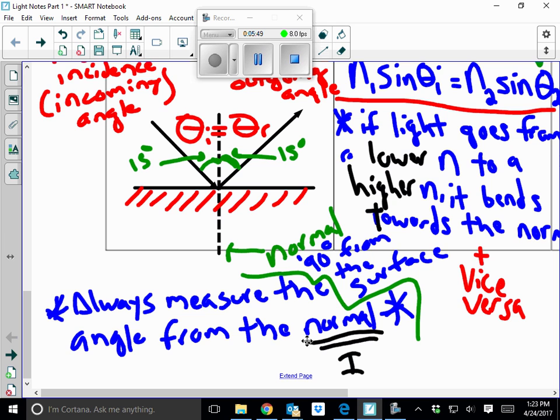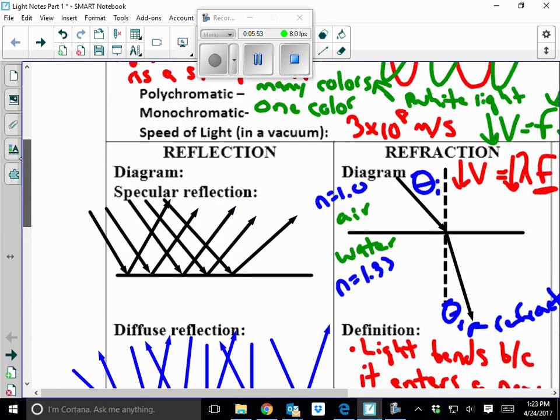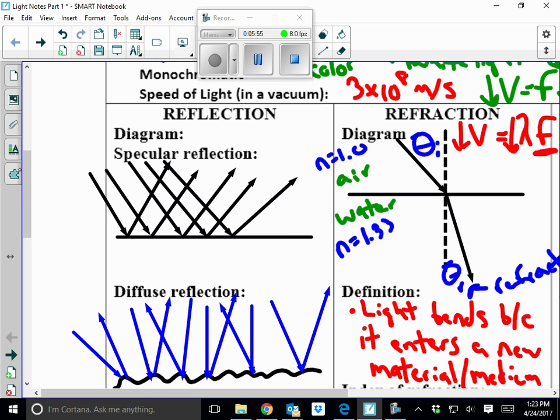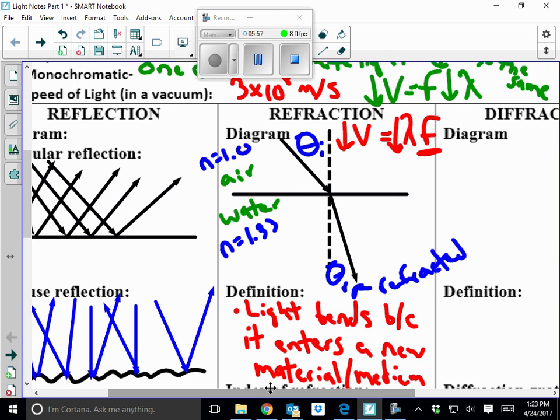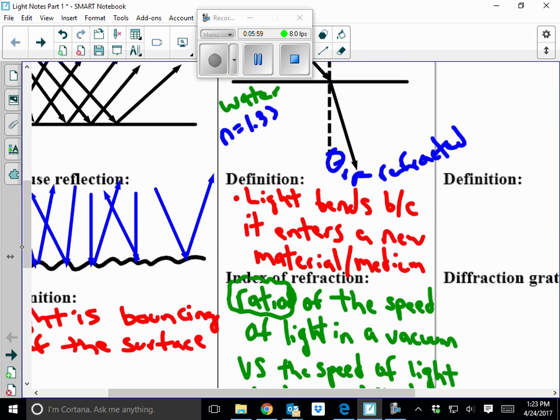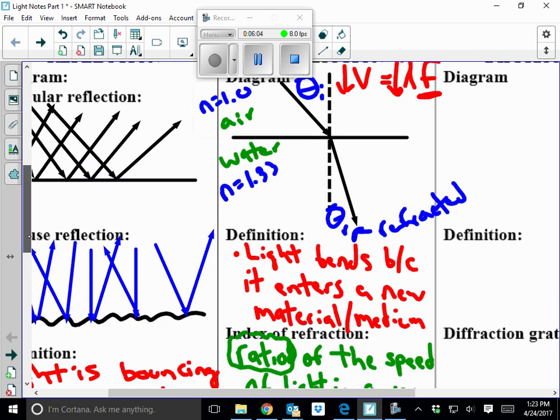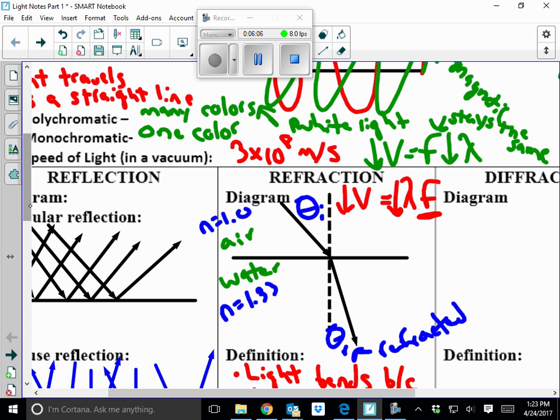That is super important because it also deals with what we're going to talk about next, which is refraction. Refraction is when light bends because it enters a new material or medium. Now, remember what we talked about with a wave and a sound. The only way to change the speed of a wave is to change the medium that it's in. Well, we're finally changing the medium, ladies and gentlemen. We're now going from one material into another. And since we're doing that, the speed will change.